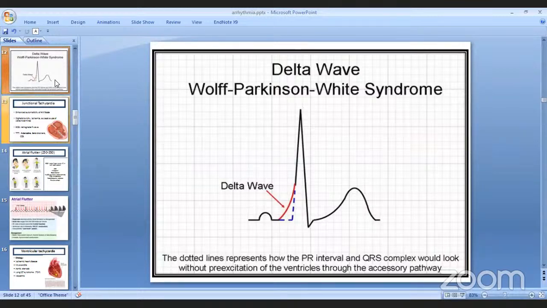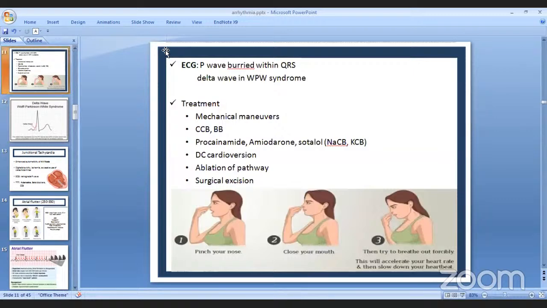So, especially, what is the treatment of atrial tachycardia, what can we do? The first thing is mechanical maneuver. This is very handy.